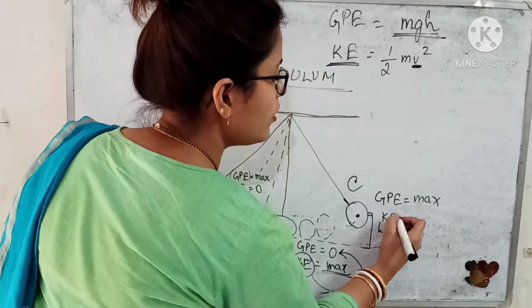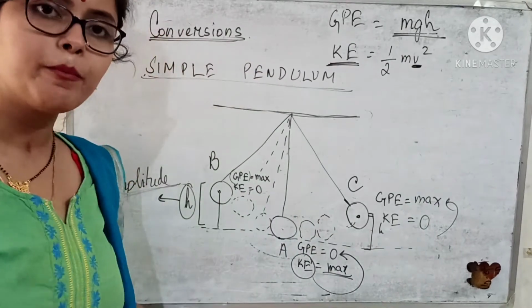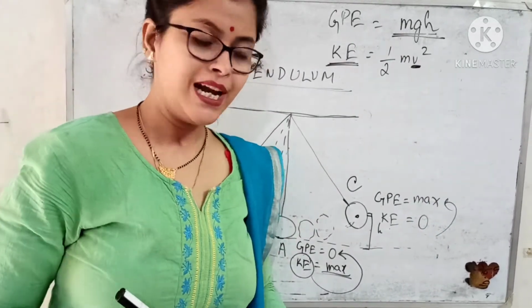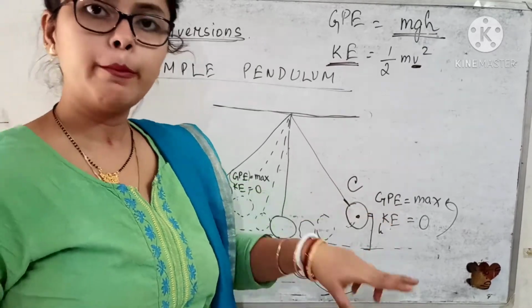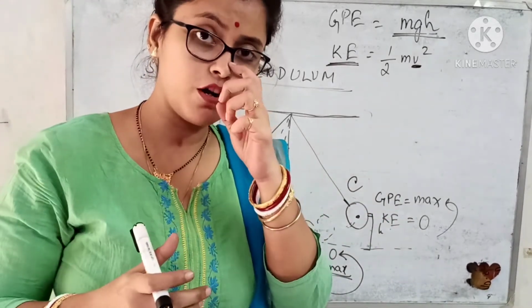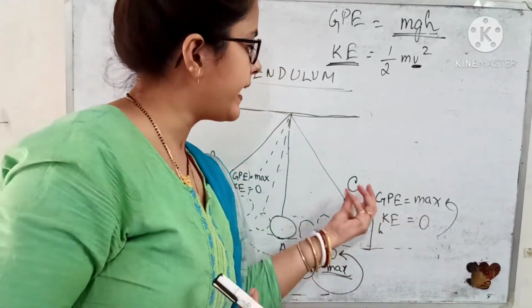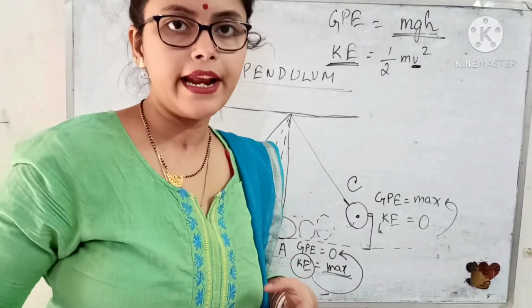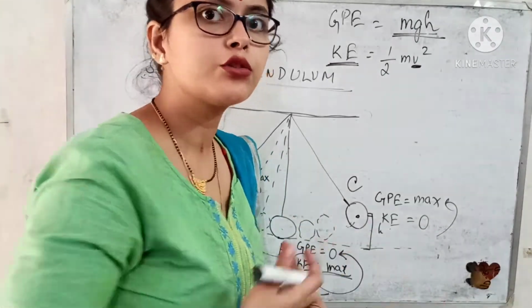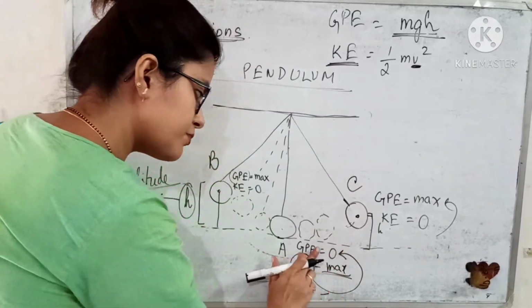Why? Because the whole of the kinetic energy has been converted to the gravitational potential energy. Now at this particular point, since it has got potential energy, since it has got stored energy, due to that it will again start swinging back, because it has got energy now to do some work, to show displacement. So it will again start displacing.